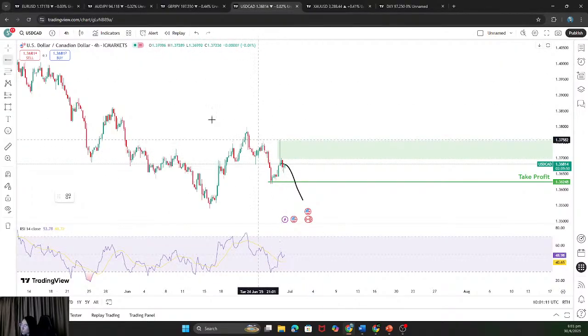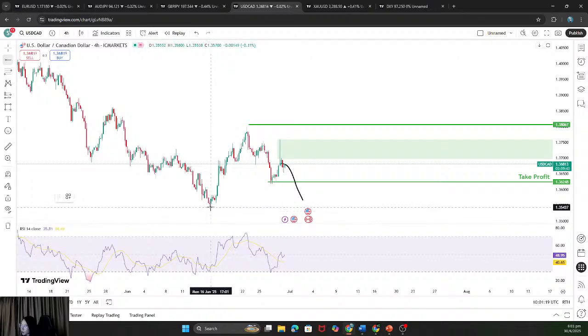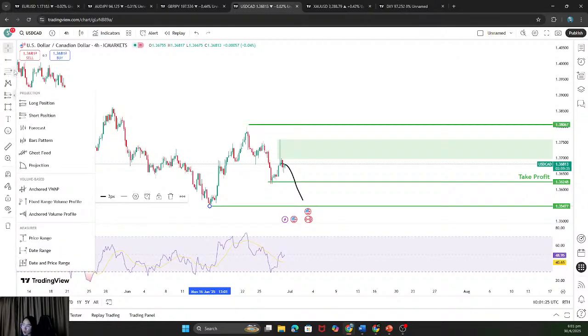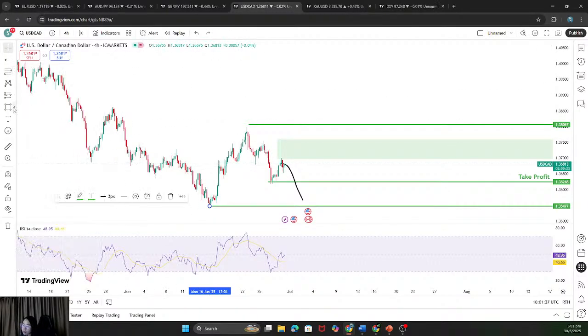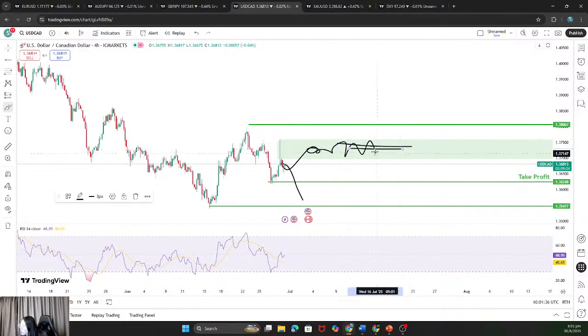Somewhere along this wick, like the better the price, the better it is, obviously. My stop loss is gonna be here, and my take profit is gonna be here. Okay, this is a very bad risk to reward. So I want price to come back somewhere within this box, and then somewhere within this box I'm going to enter to this area.